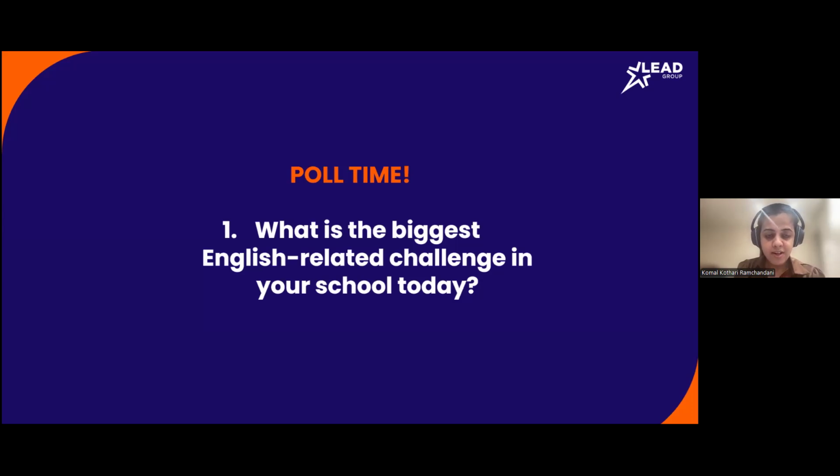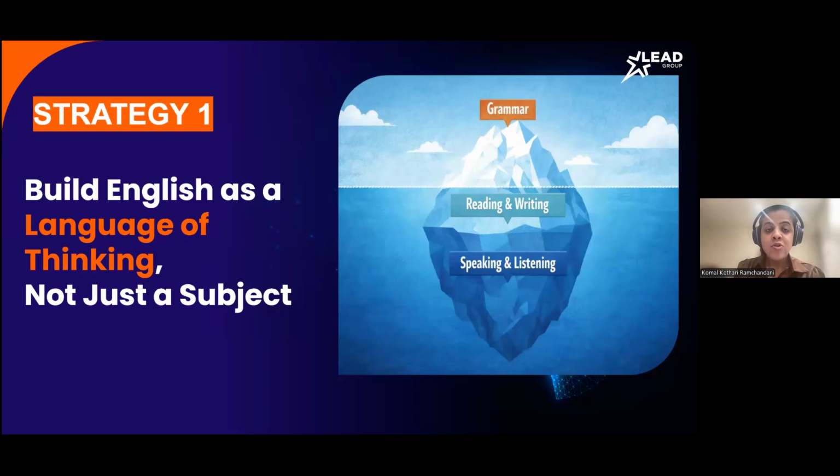Garima, the first slide, please. So let's look at this. The first strategy is to build English as a language of thinking, not just as a subject. So what do we mean by that? First and foremost, the important shift that we need to make is that English must become a language of thinking and not just a subject on the timetable, because language develops in a very natural order. We listen, then we speak, then we read, and then finally we write. So this order matters. That's how all of us also acquired our mother tongue.